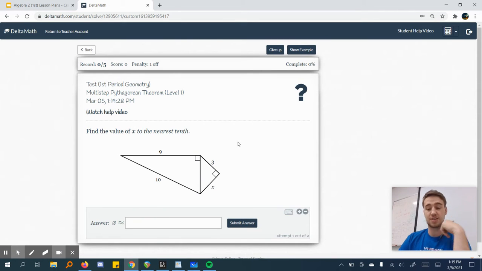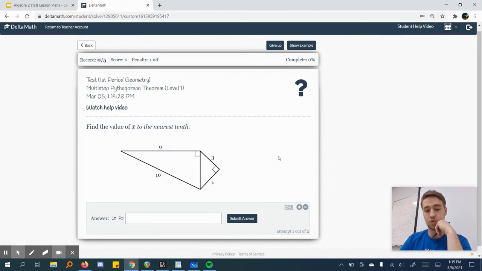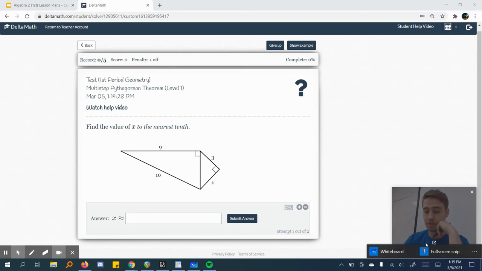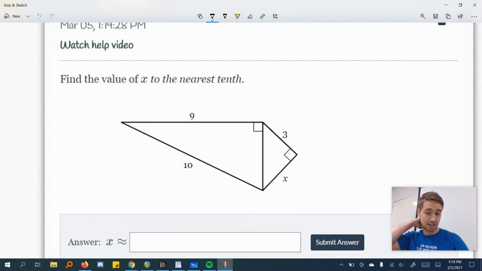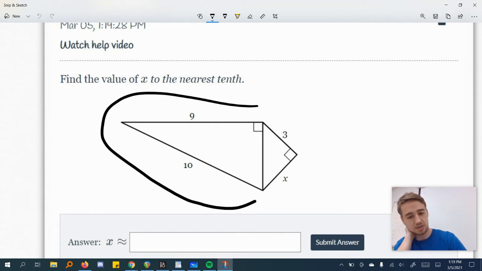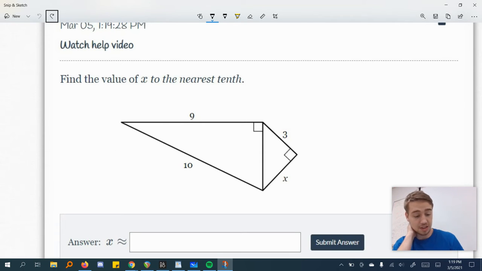Find a value of x to the nearest tenth. We've got multi-step Pythagorean theorem. So as always, we're going to take a screenshot so we can write on the screen. It appears that this is a right triangle, and we know the hypotenuse and one of the legs. So we're going to use the Pythagorean theorem to find what I'm going to call y.